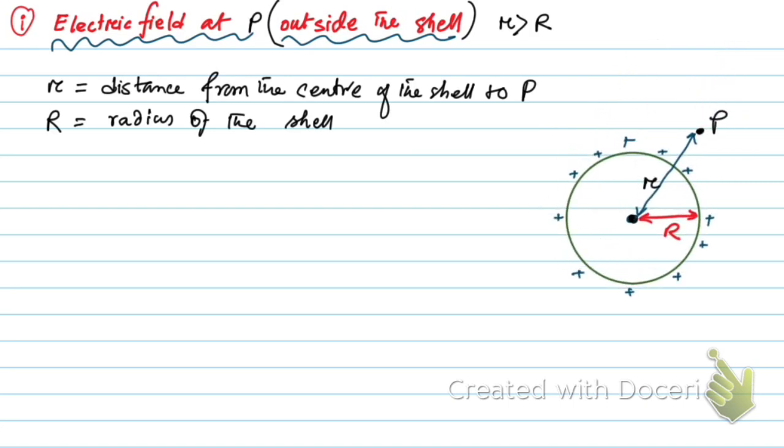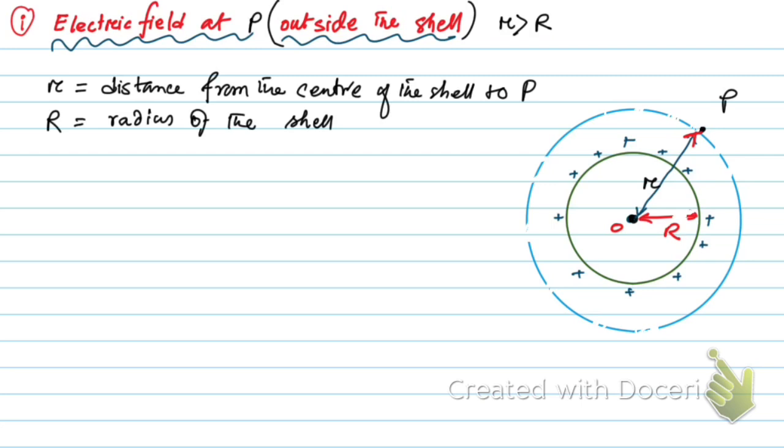In order to find the electric field at this point P, let me draw a Gaussian surface through the point P, whose radius is equal to the distance between P and the center O. So this is the Gaussian surface.